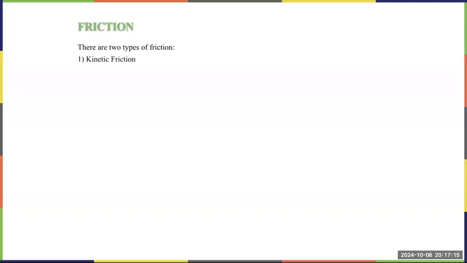One is called kinetic friction, and another is called static friction, right? So what does that mean? By the name itself, right? We did the kinematic equations of motion. What does kinematic mean? Kinematic means when the object is in motion, and static means when the object is not in motion, remaining stationary.